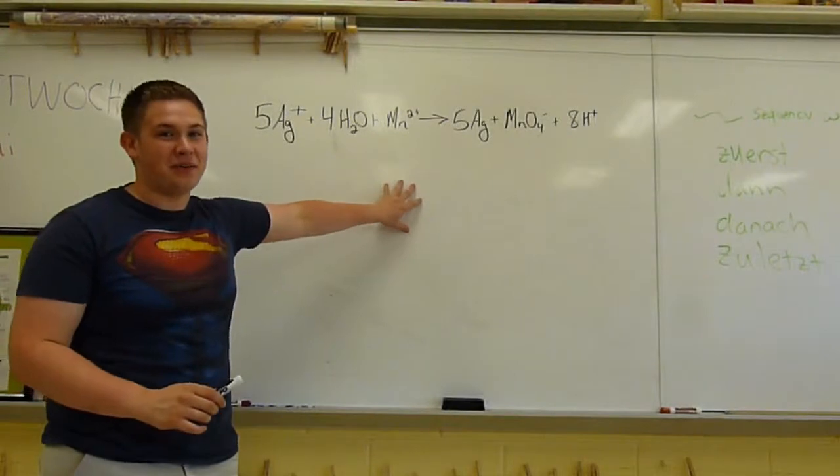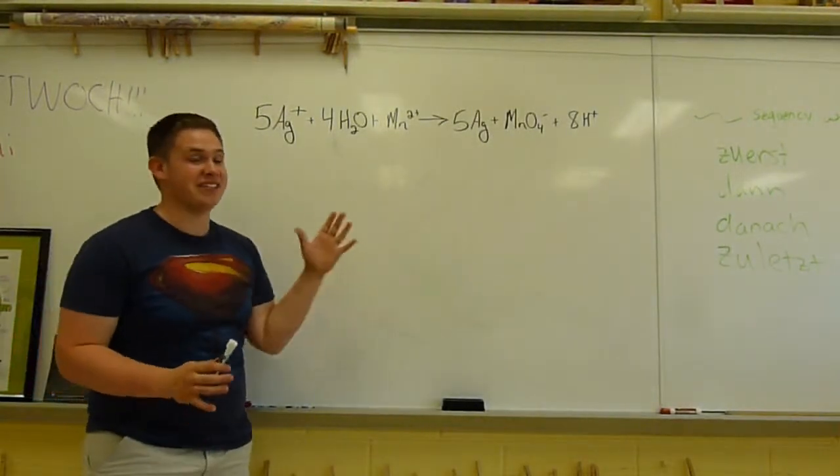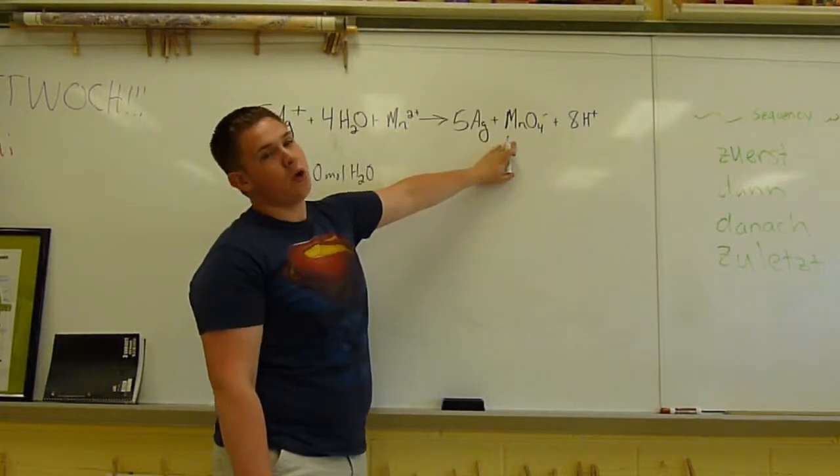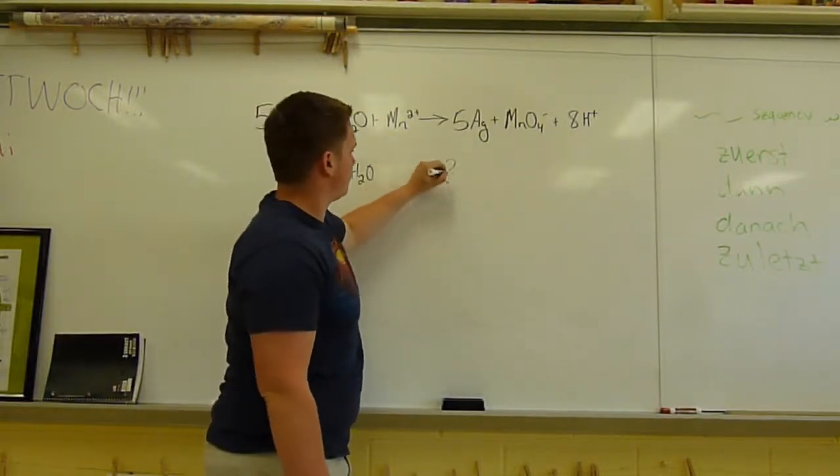Now we're with our last equation. It looks scary, but it's the exact same process as all the other ones we've done so far. Simple stoichiometry rules. So for the first problem, we're going to say we have 10 moles of H2O, and we want to know how many moles of MnO4 minus that will produce.